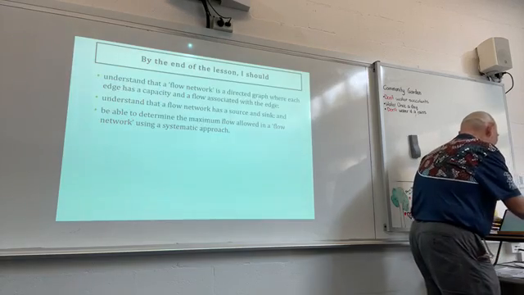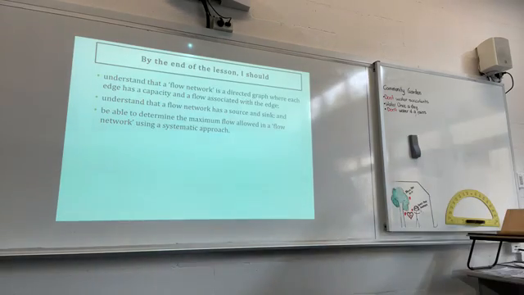So let's start off. What I would really like all of you to know is what is a flow network. It is actually a directed graph where each edge has a capacity and the flow associated with the edge. All right? So you must understand that a flow network has a source and a sink. So where things come in and where things go out. All right? It's important for you to know the source and the sink.